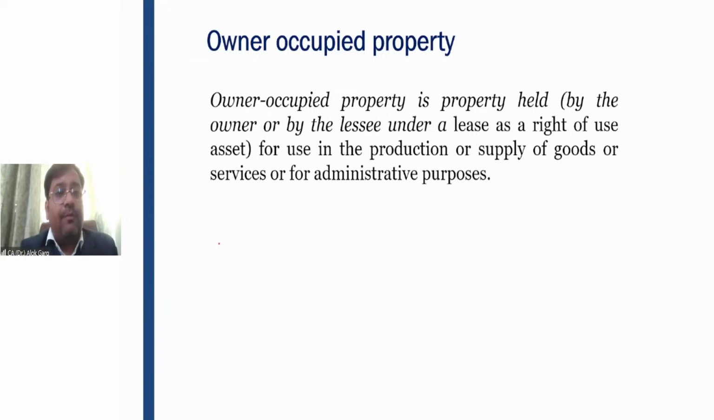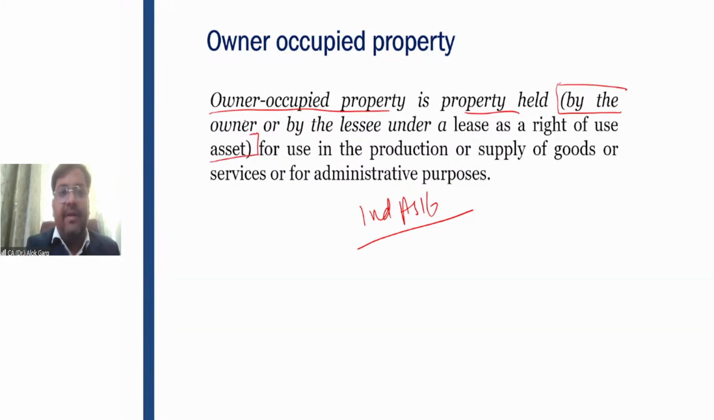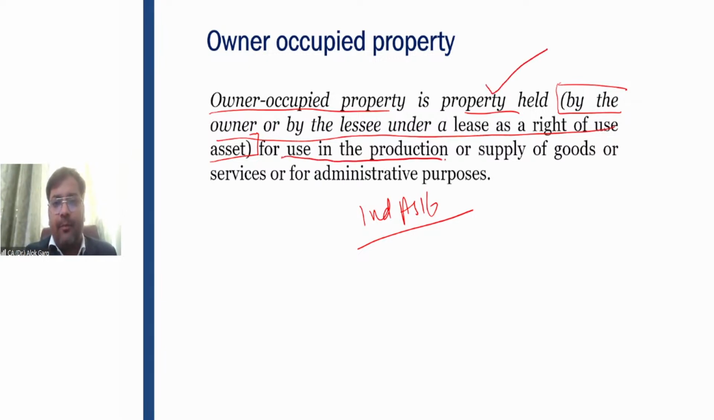Now, what is the owner occupied property? Owner occupied property is nothing. It's a property, plant and equipment, as simple as that. Ind AS 16. I am not reading this bracket definition; I'll read it later on, right? So owner occupied property is a property held for use in the production or supply of goods or services or for administrative purposes. It is the same definition which is there in PPE, right?